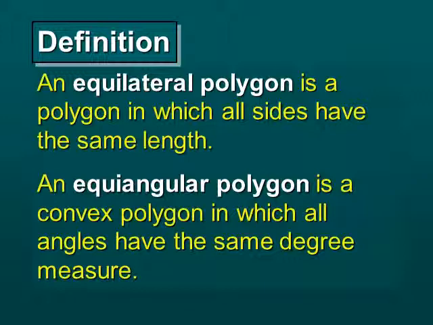Equiangular is a convex polygon in which all the angles have the same degree measure. Again, I can talk about a square because they all have 90-degree angles, and I can also talk about a rectangle. Now, a rectangle is not equilateral, but it is equiangular. They all are 90-degree angles.